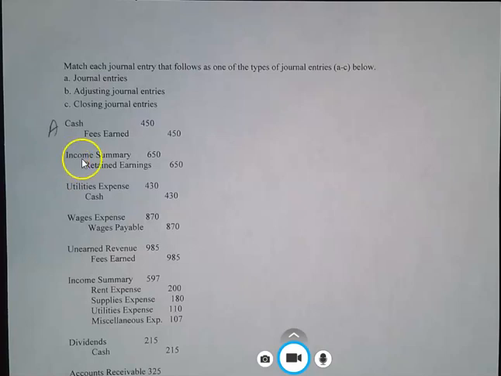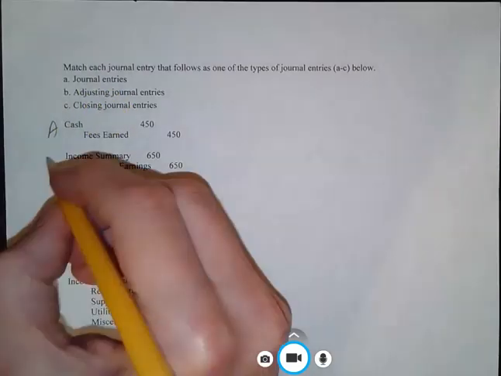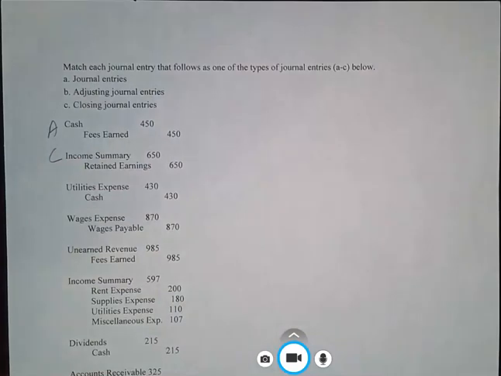Our next entry is right here. We have a debit to income summary, and we have a credit to retained earnings. Now what this is telling us here is that we had net income for the period of $650. Okay, and anytime we see income summary involved with anything, that is going to be an example of a closing entry. So I'm going to put a C right here.